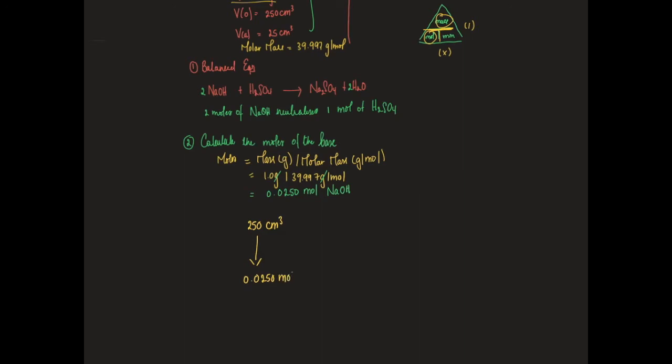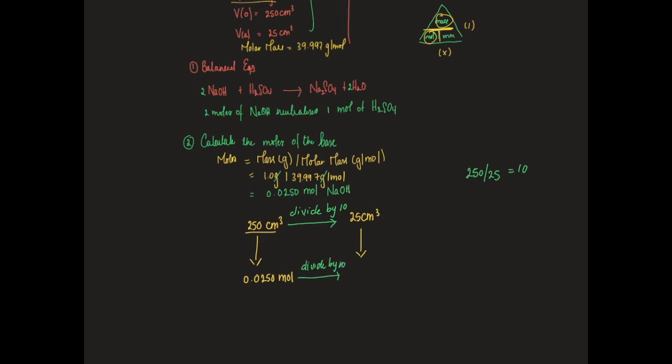0.0250 mole. However, we want to find the number of moles in 25 centimeters cubed. So all we are going to ask ourselves is, how do we get from 250 to 25? So we're going to divide the two values and we get 10. So in order to go from 250 to 25, we would divide by 10. So we apply that same logic to the number of moles. And we say to arrive at the number of moles in 25 cubic centimeters, we will divide this value by 10.